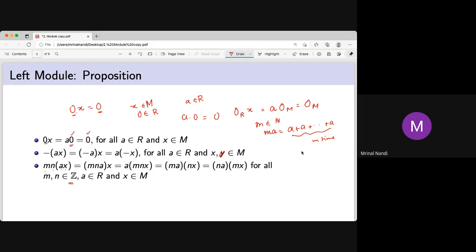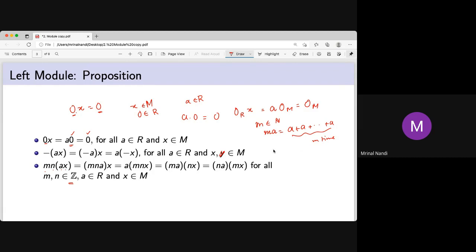Because 2 is not in the ring, it is not defined that way. But cow into West Bengal means just cow from the ring and West Bengal from the module. So cow into West Bengal is defined. But 2 into West Bengal as a product is not defined because 2 is not from the ring. So 2 into West Bengal means West Bengal plus West Bengal. So it is like that.